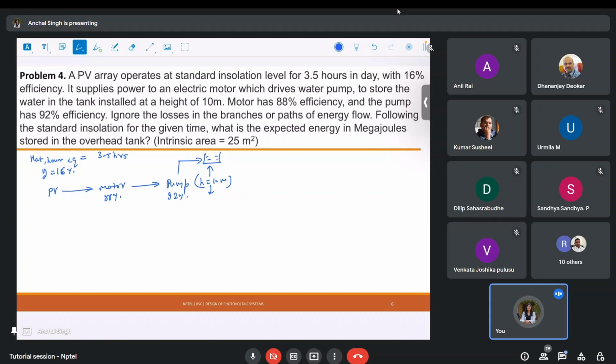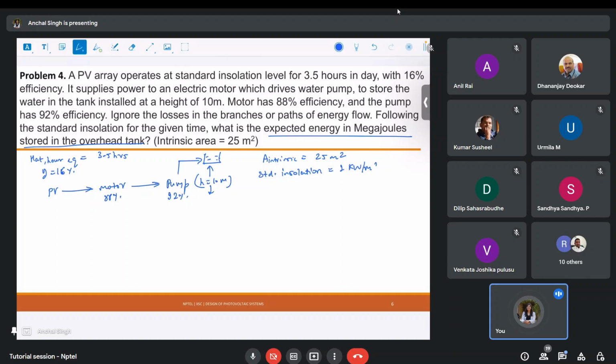Following the standard insolation for the given time, what is the expected energy in megajoules stored in the overhead tank? And the intrinsic area is given as 25 meters square. We are asked to calculate the expected energy in megajoules stored in the overhead tank. We know that standard insolation is 1 kilowatt per meter square and the area is also given.